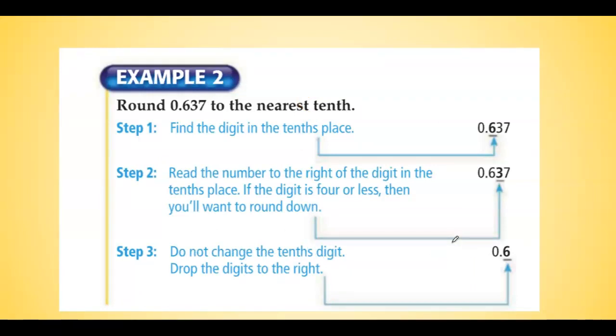Now, here is one example of decimal rounding. We have 0.637, so we're rounding to the tenth. So in the tenth place would be the 6. So you find the digit in the tenth place, read the number to the right, which is the 3. If the digit is 4 or less, then you want to round down. So that means you're not going to change that original, and this would be 0.6.